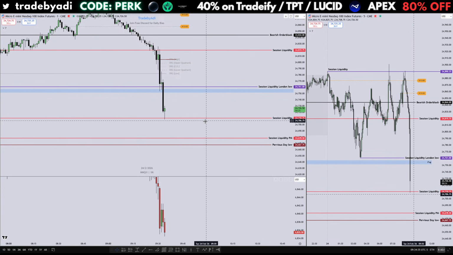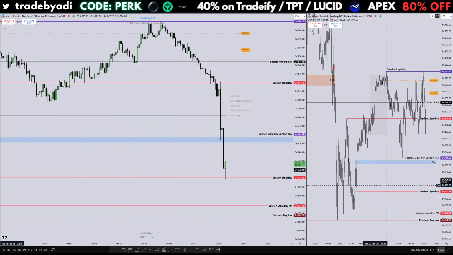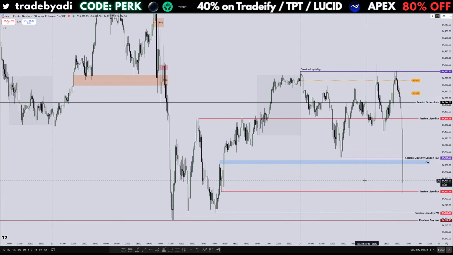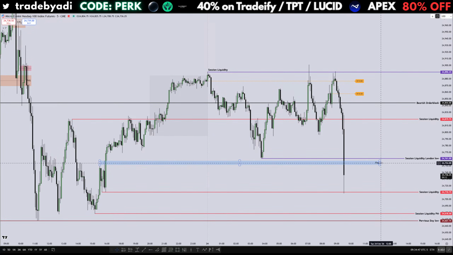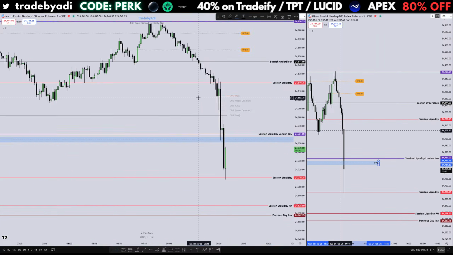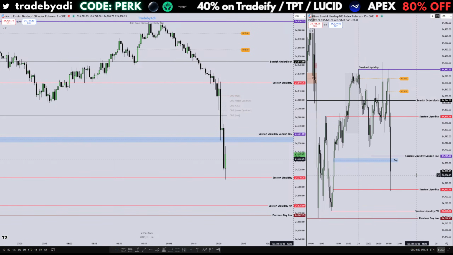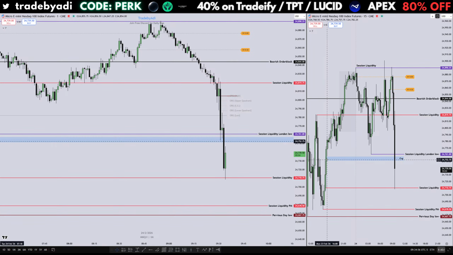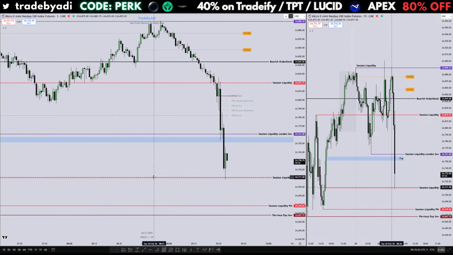the short term with the PD array, and also this is the failure swing. So we also flip this IFVG on a 15-minute check. We flip this fair value gap. And also we have a failure swing. Got entry on a 30-minute.